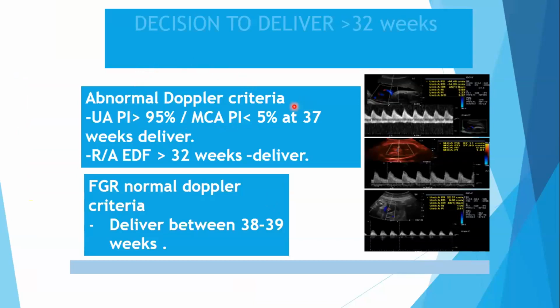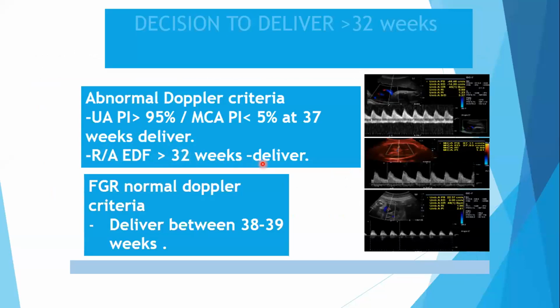The ductus venosus has no role to play in late onset fetal growth restriction. If the umbilical artery PI is high, greater than the 95th centile, or the MCA is low, less than the 5th centile, then we must deliver this baby as soon as they arrive at 37 weeks. If at any given point in time the end diastolic flow of the umbilical artery is reversed or absent, then delivery must be done immediately.